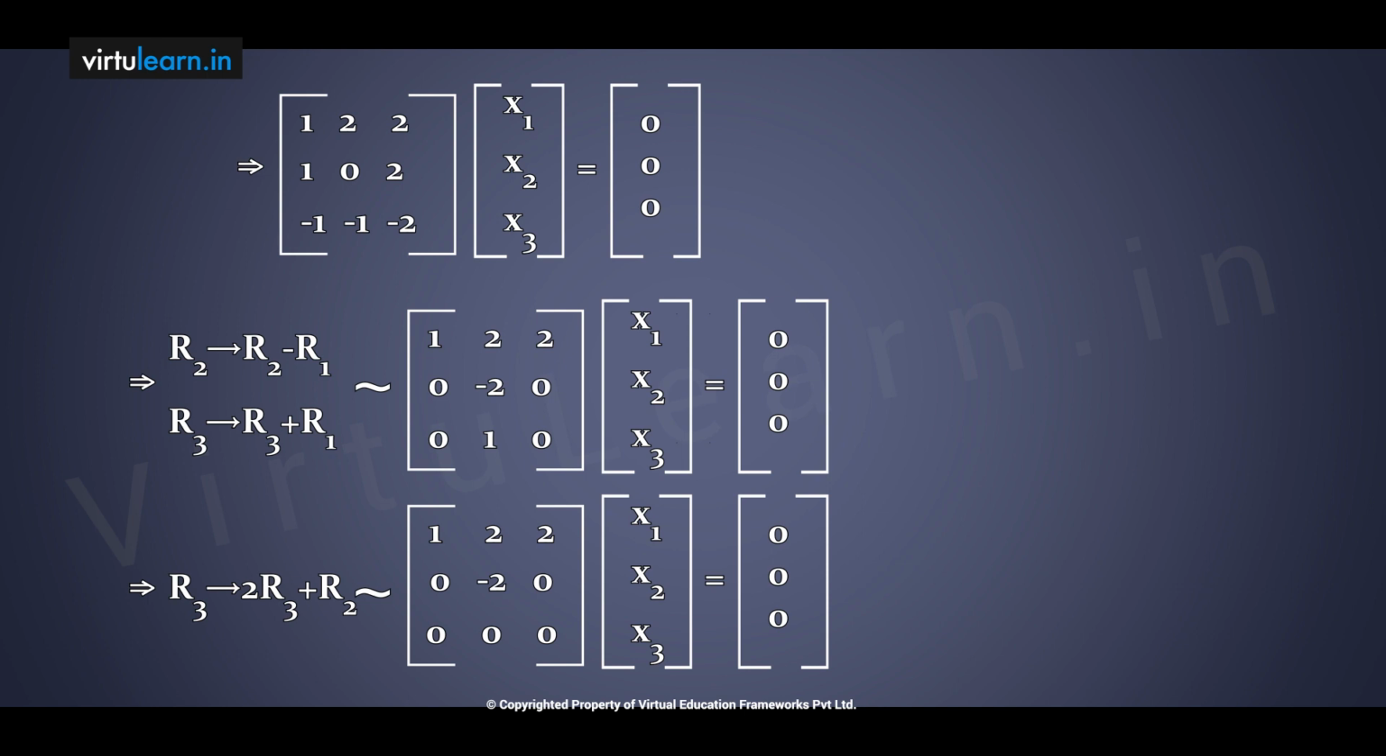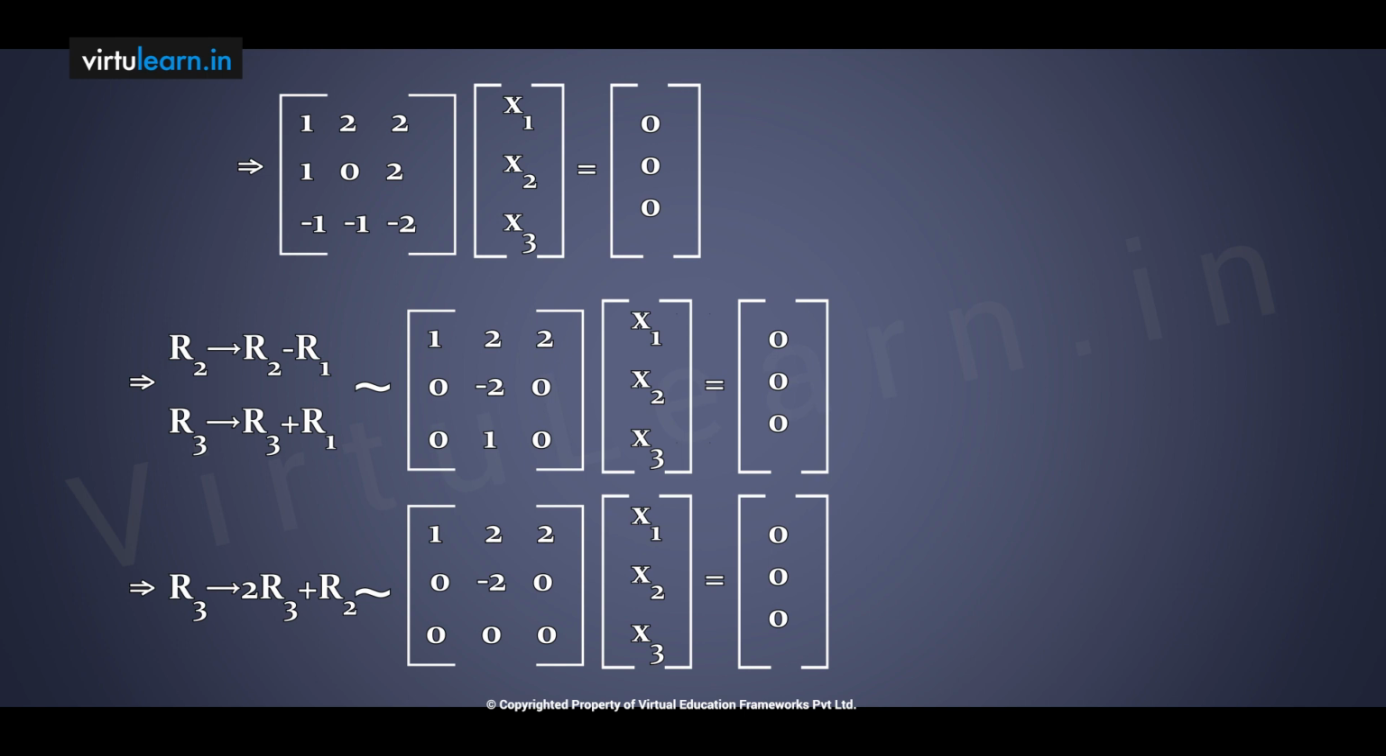Now this is in echelon form: the second row first element is 0, and in the third row the first two elements are zeros. The third element is 0, but don't bother about that element, only the first two elements. I need the first two elements to be zeros.